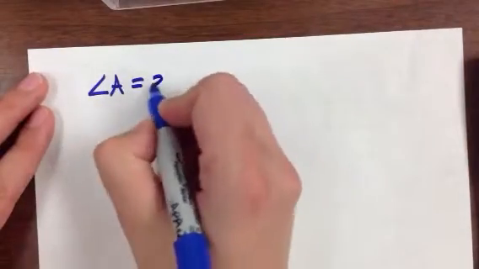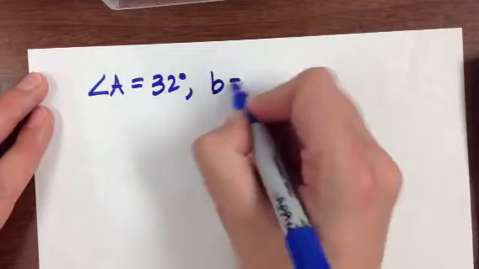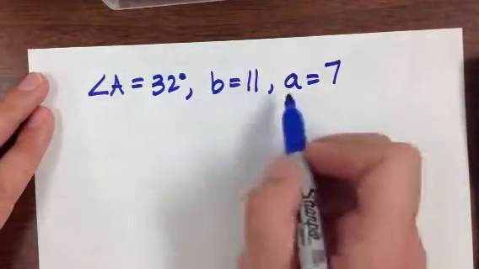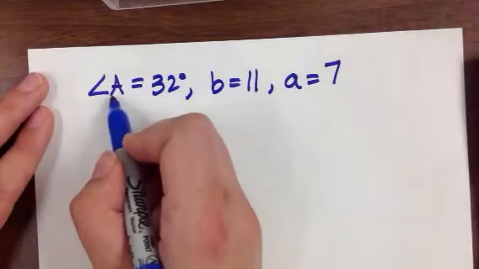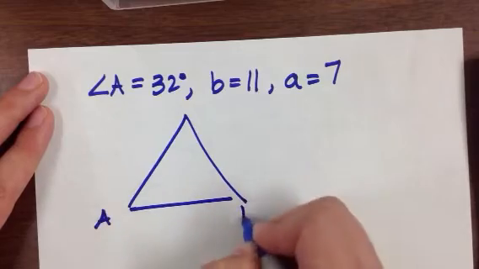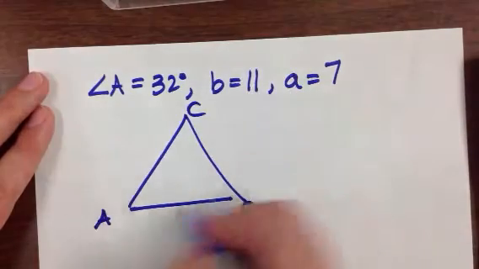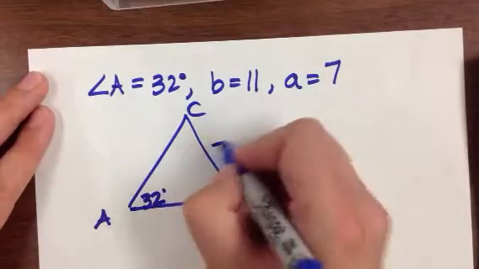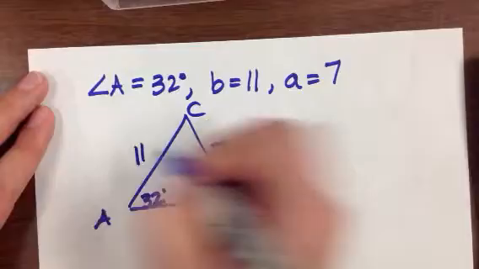So if we look at one last example, I'm going to say that angle A is equal to 32 degrees, b is equal to 11, and a is equal to 7. So remember, when they're little letters, it means it's a side length, and when there's a capital letter, it's an angle. So we look at angle A, B, C, it doesn't matter in what order we do it. We'll say A is 32, little a is 7, b is 11.